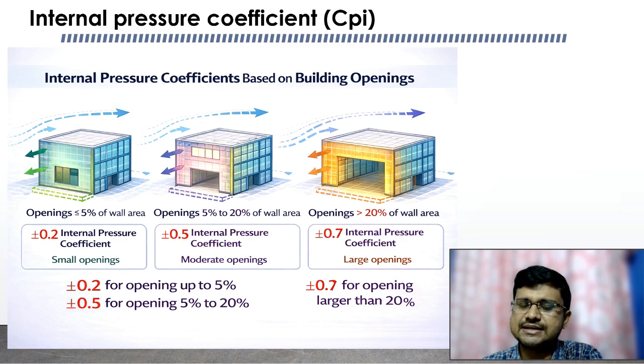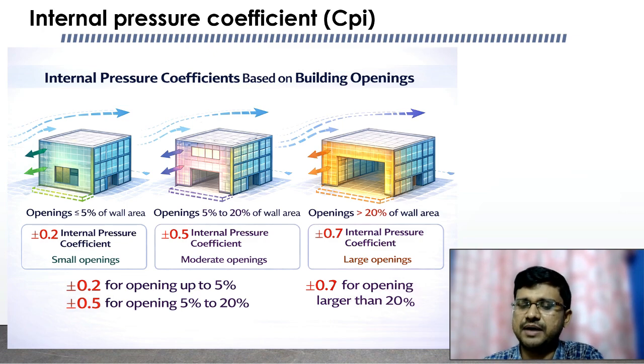If the opening area percentage is in between 5 to 20%, at that time we will consider the CPI value as plus minus 0.5. And if opening percentage is greater than 20%, at that time we will consider the CPI value as plus minus 0.7.